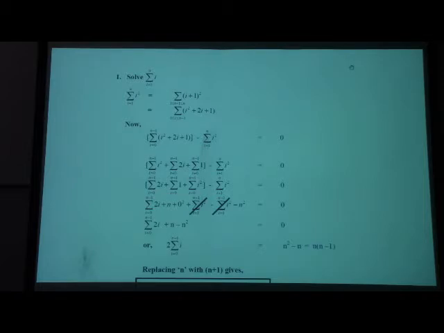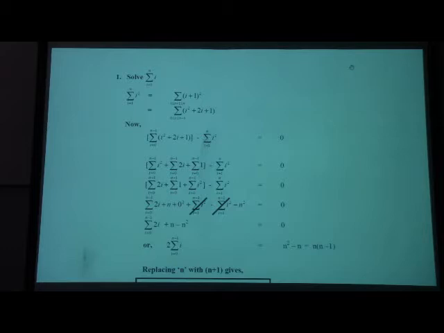Now I'm going to make two changes here. I'm going to take (i+1) squared and multiply it out to get i squared plus 2i plus 1, keeping the parentheses on. And the second thing I'm going to do is subtract 1 from the index. So i+1 goes to i, n goes to n minus 1, and 1 goes to 0. So I subtracted 1 from the index.